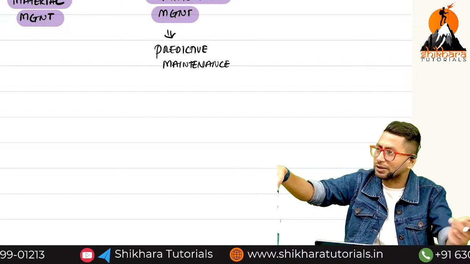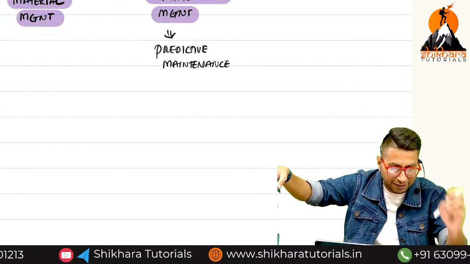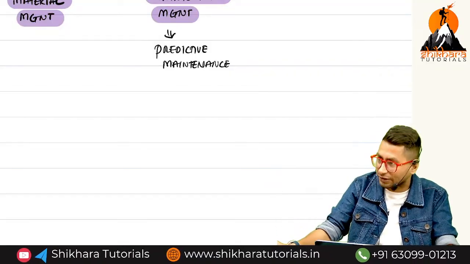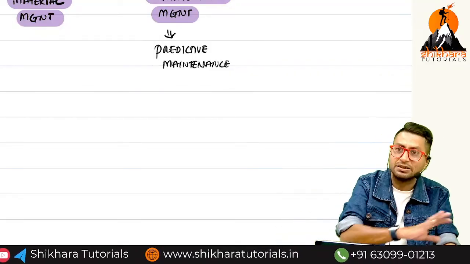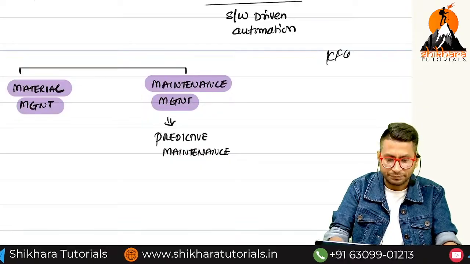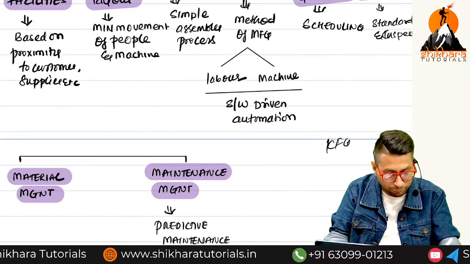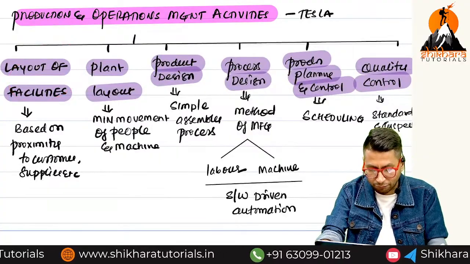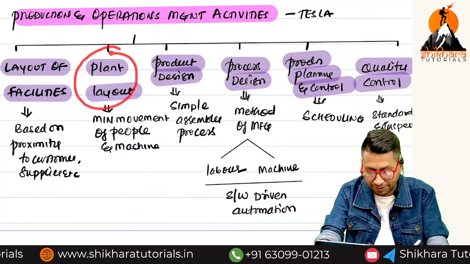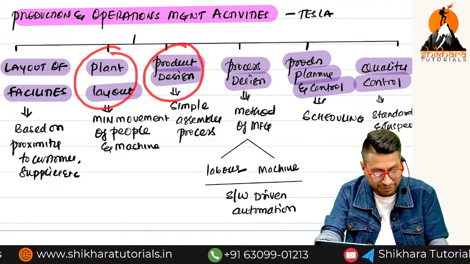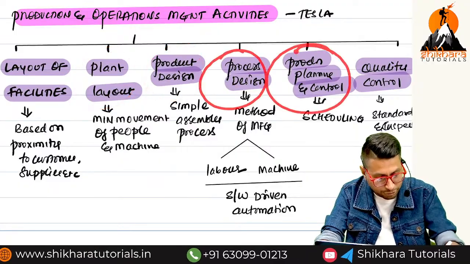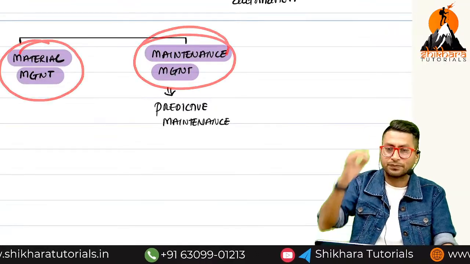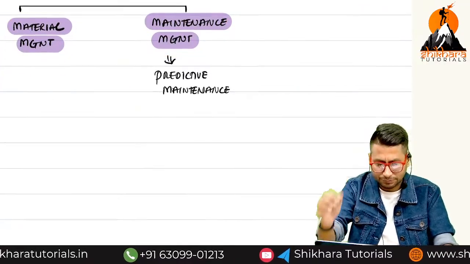And then comes breakdown maintenance. I will wait for an entire machine to crash. After that, I will see whether I will repair it or replace it. Clear? What are the components we have to consider here? What is the first one? Layout of facilities, then product design, process design, production planning and control, quality control, material management, and very important for MCQ.